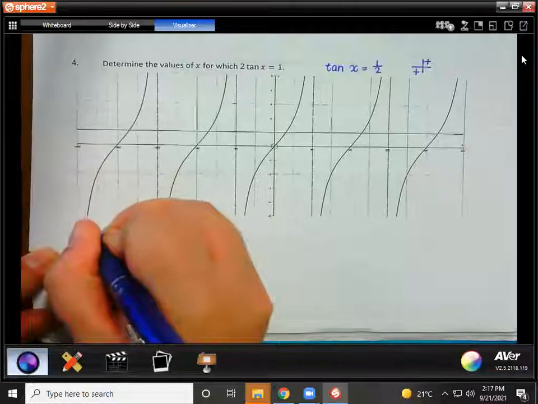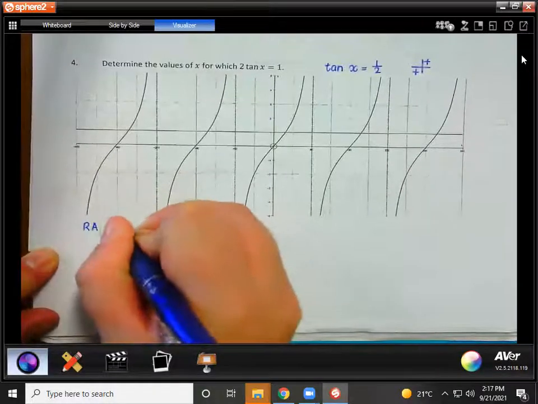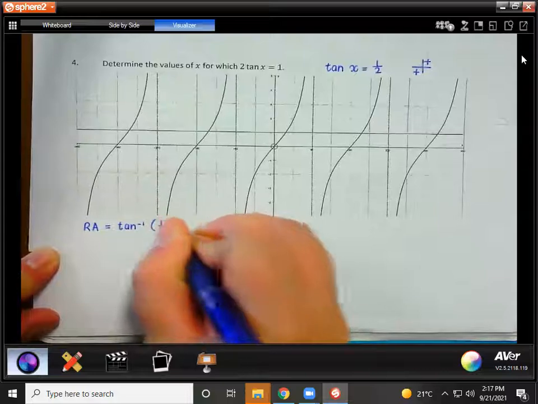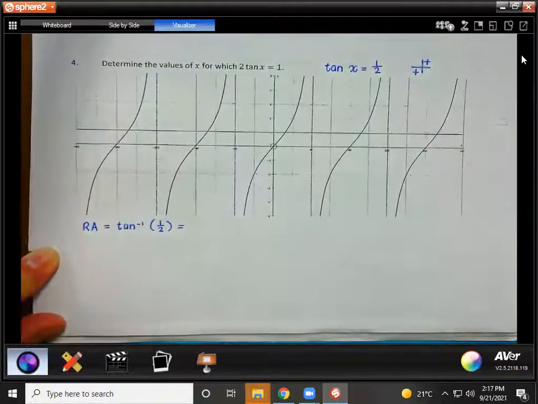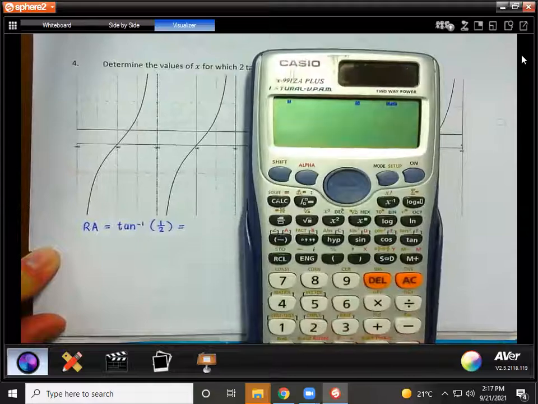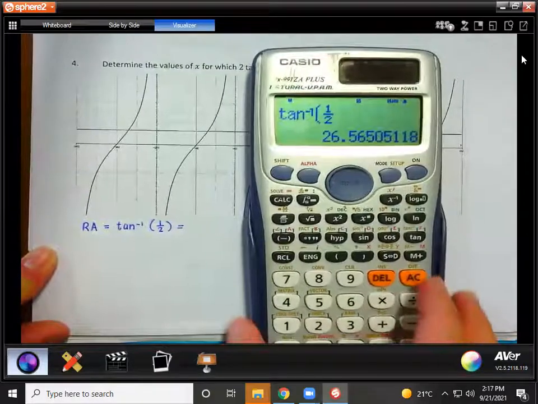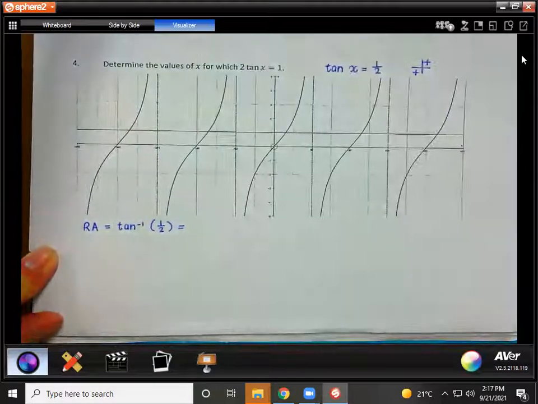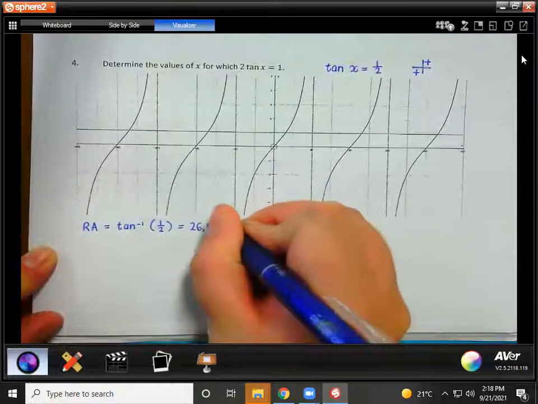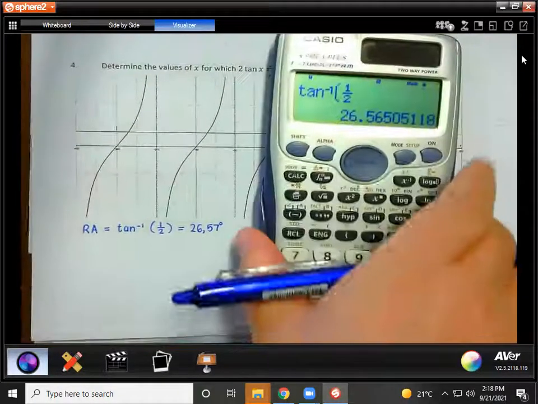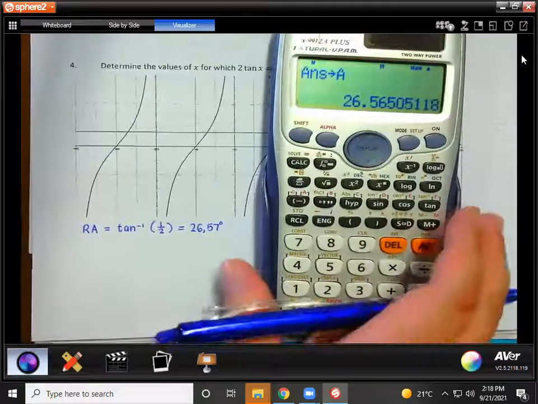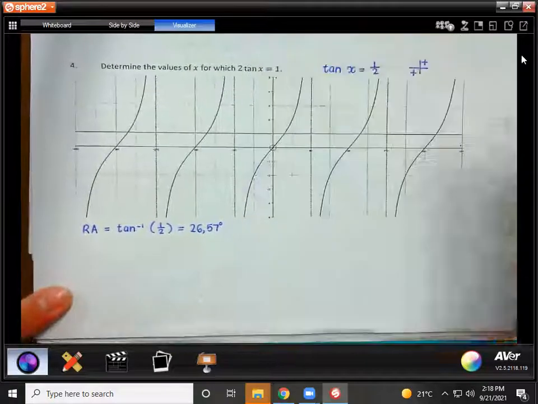Okay, so the reference angle is going to be tan to the -1 of a half, which we will store again. So shift tan of a half, 26.57, if I just write down a rounded value for that. Okay, shift, store, and I'm just going to save it as A again. It's just going to overwrite my previous A value.